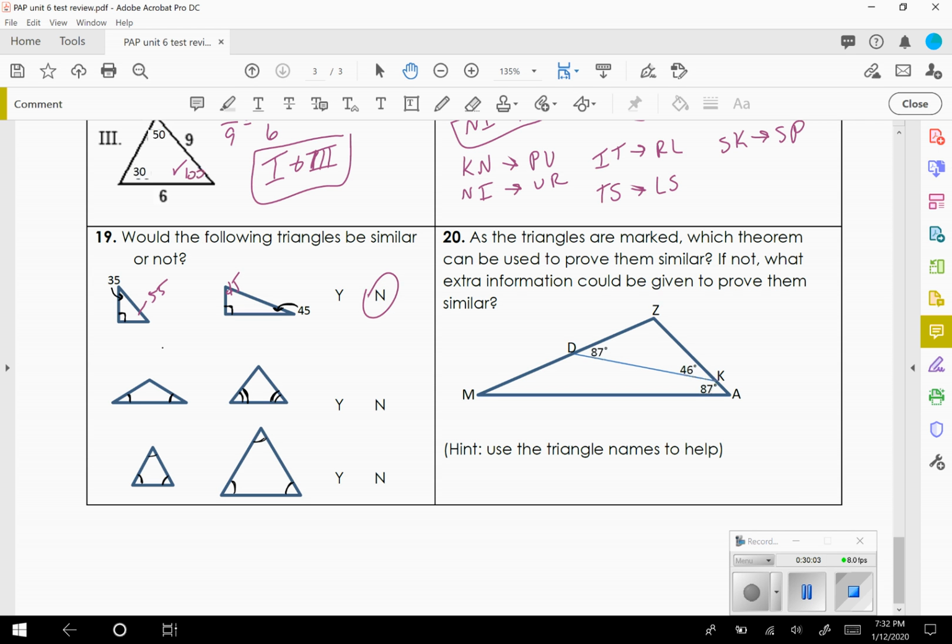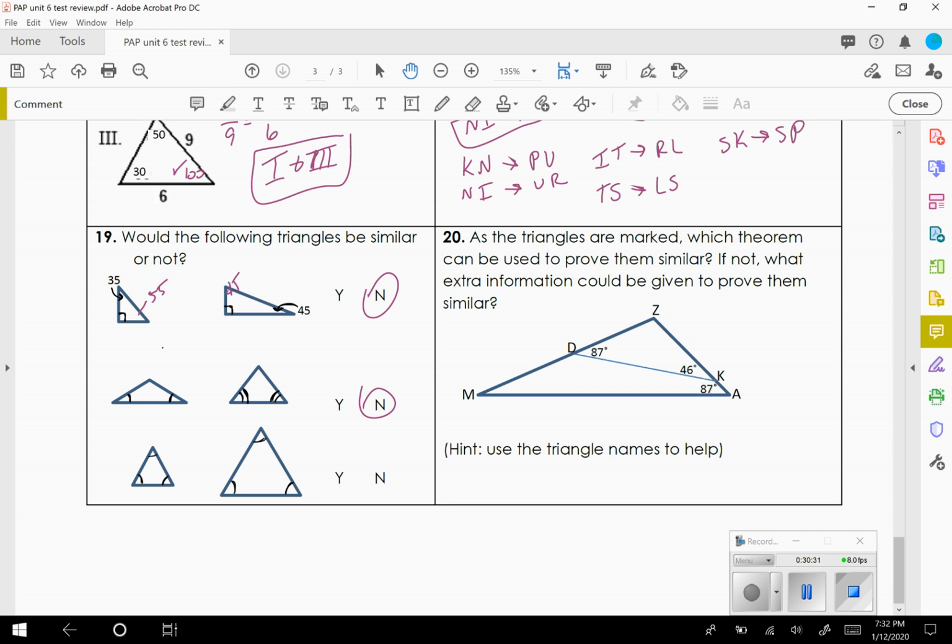No. How about these guys? Could these ones be proven similar by angle, angle? Well, we're not given any numbers here, but we're told that you see these angles here, these isosceles, the base angles, they're different measures. So they don't have two angles similar to each other, so no.